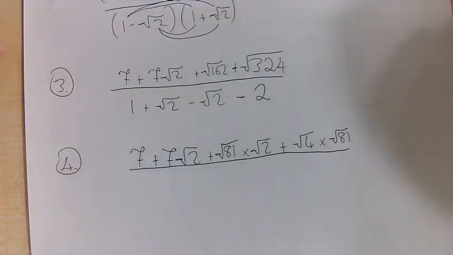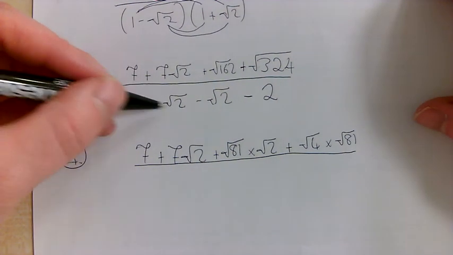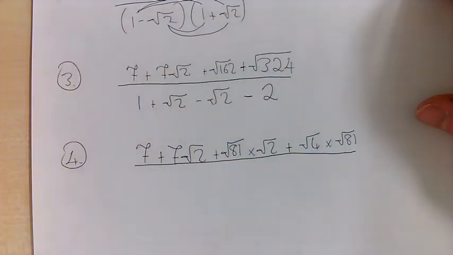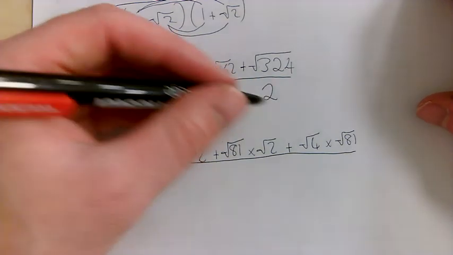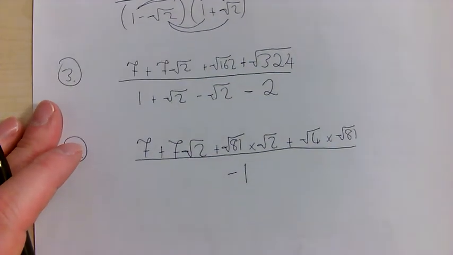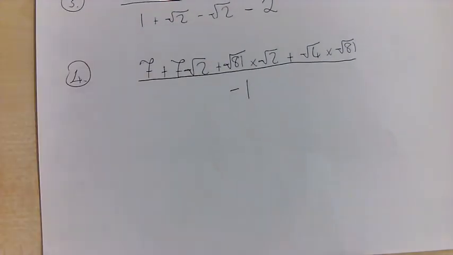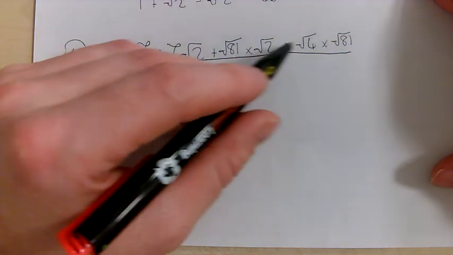In the denominator, you will always get this. If you do this correctly, you'll have plus root something minus root something. These cancel each other out. So you're left with 1 minus 2, which is a minus 1. And now it's simply a case of tidying up the numerator.